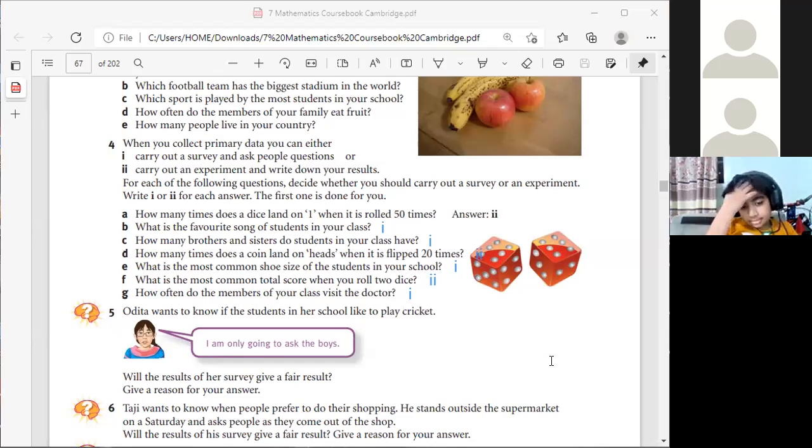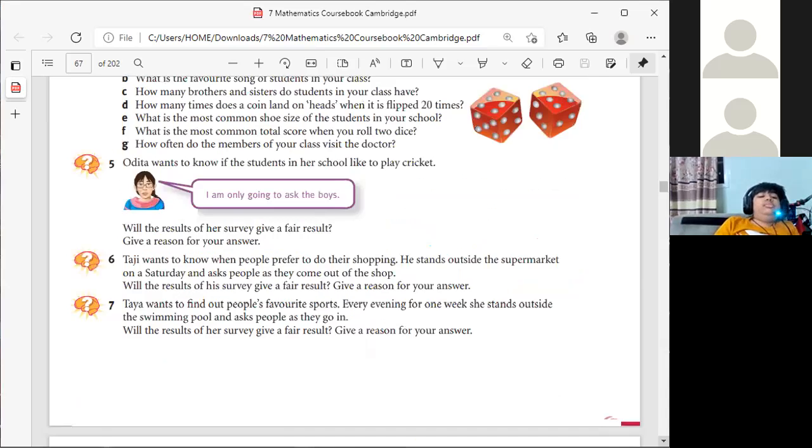Okay. Is this part clear to all? Can we go ahead? Yes, ma'am. Chalo. Now we are going to do question number 5, and Advait is going to answer it.